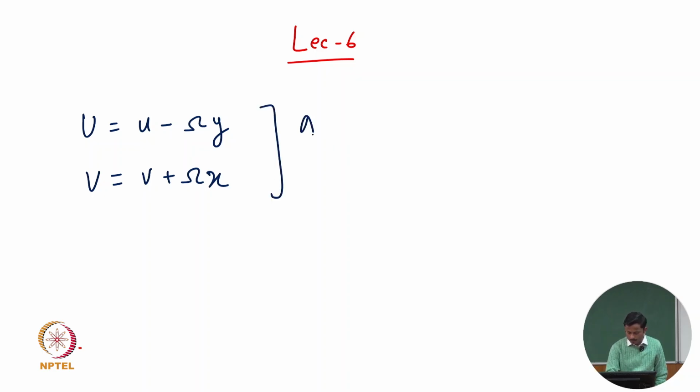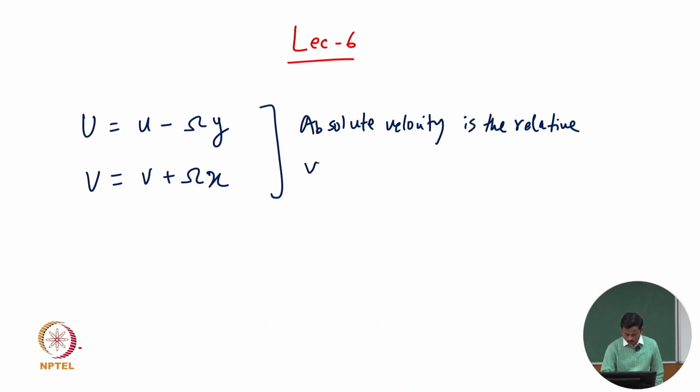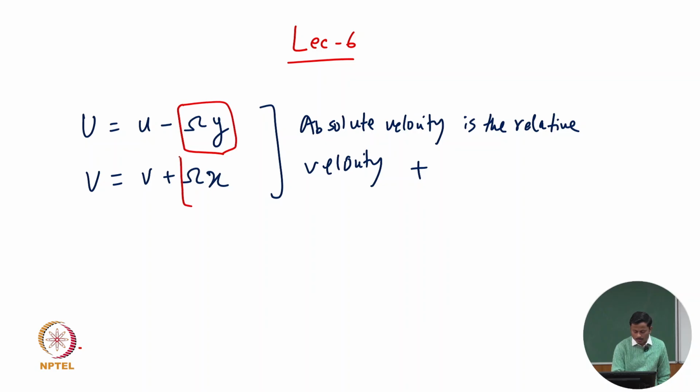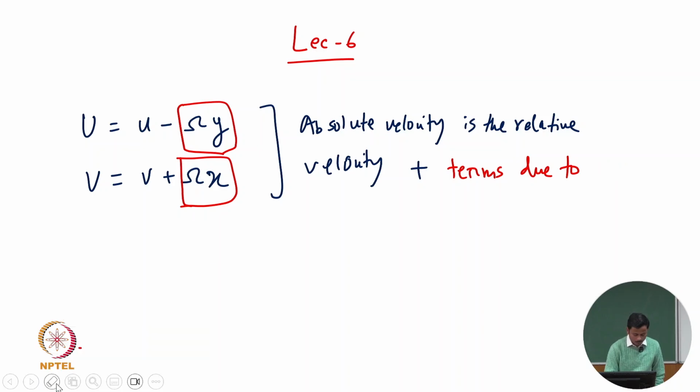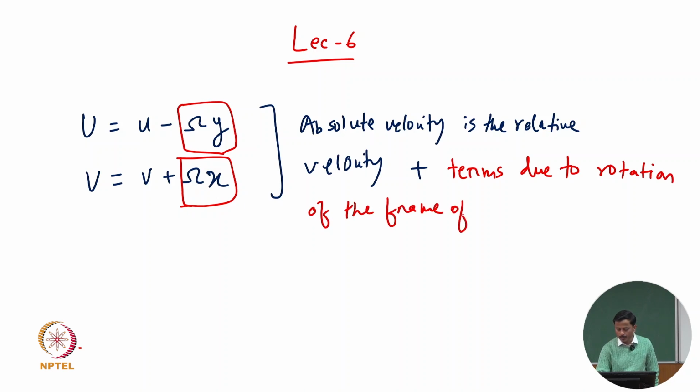So the absolute velocity is the relative velocity plus some extra terms due to the acceleration of the frame itself, that is because the frame is rotating, plus terms of the frame of reference.